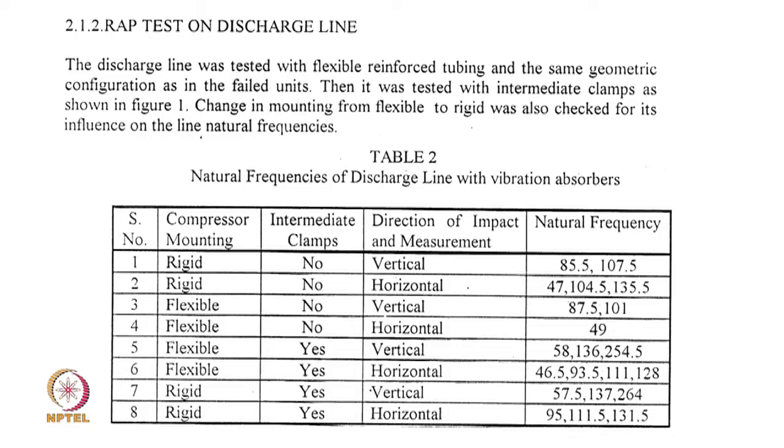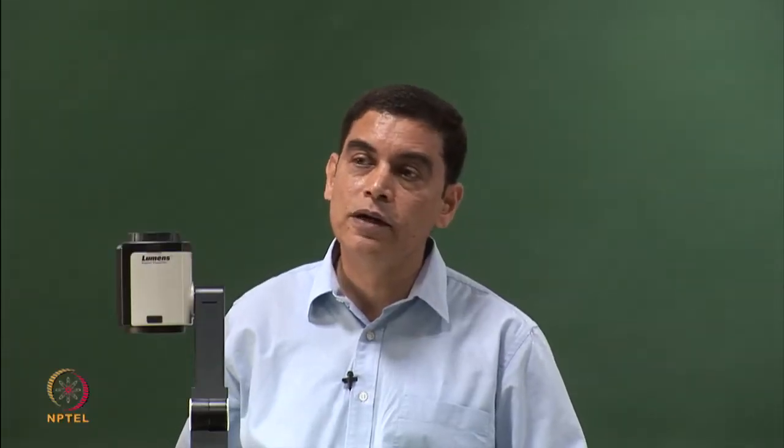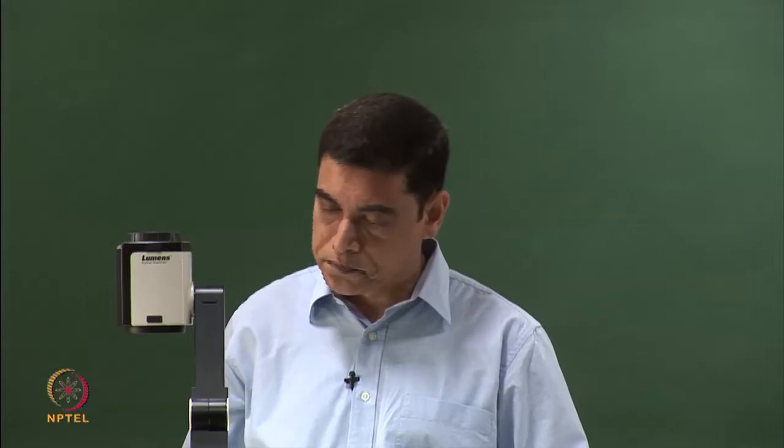So these measurements indicated that the natural frequency was 85 and 107.5 for one direction, which is vertical, and then for horizontal direction we had 47, 104.5, 135.5. And then we made tests using flexible mounting of the compressor, and we found that there was not a very significant difference on the natural frequency. So the discharge line failure, it seems, was apparently not because of anything to do with the mounting. It was to do with resonance.